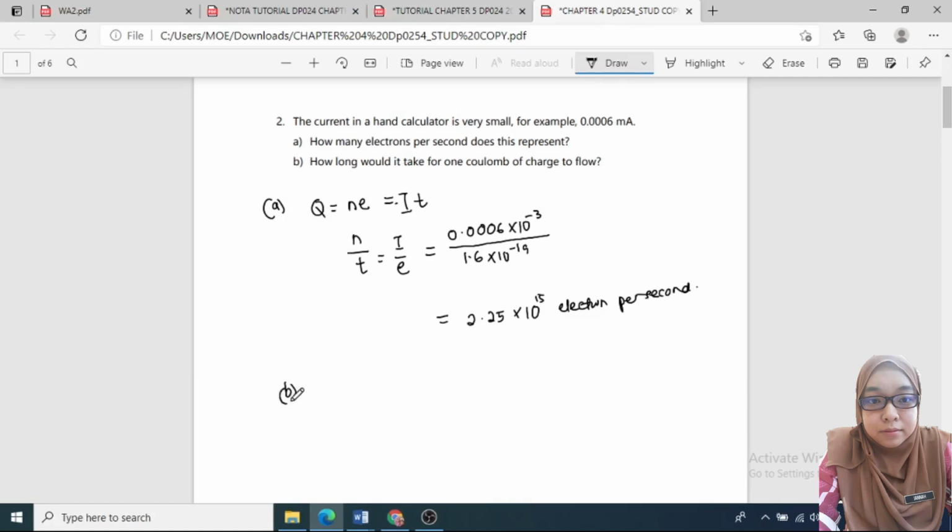And then B, how long will it take for 1 coulomb of charge to flow? So Q equal to IT, so T equal to Q over I. So Q equal to 1 divided by I, which is 0.0006 milli, equal to 1.67 times 10 power negative 5 second.